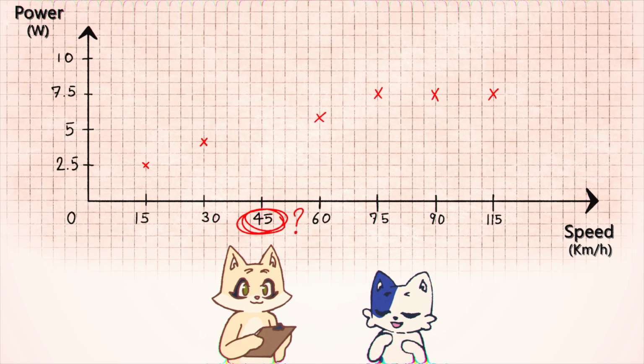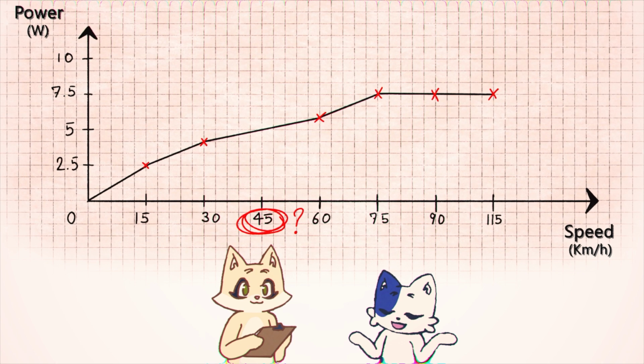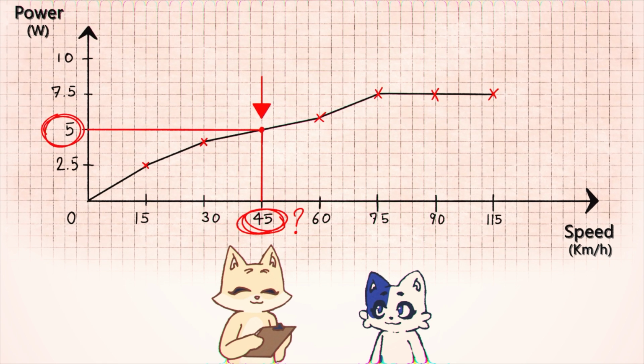That's easy. I can interpolate by drawing a line between all my crosses and infer the required power setting from that. I see. So for 45 kilometers per hour, you need to use 5 watts. Why don't we give that a go?